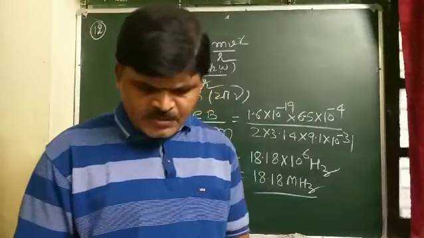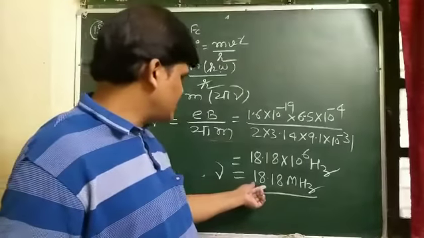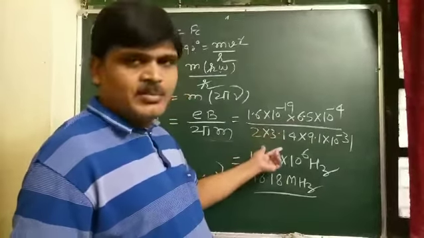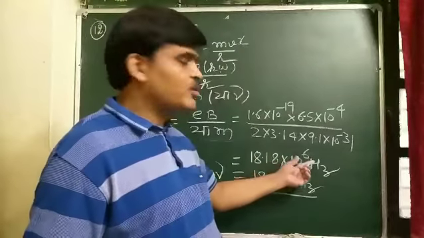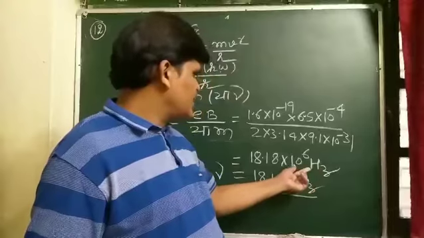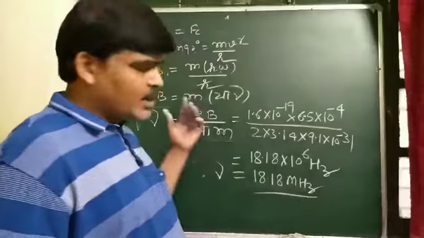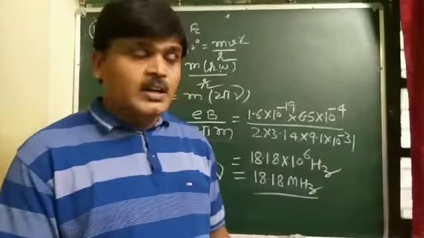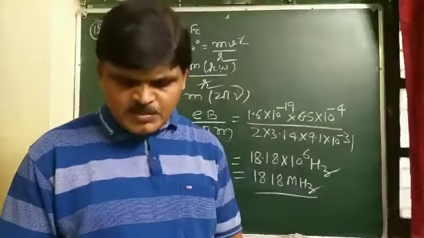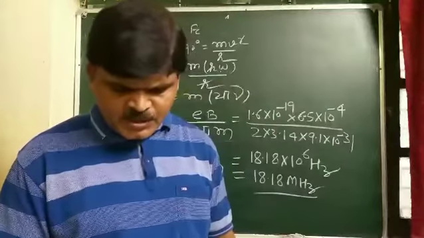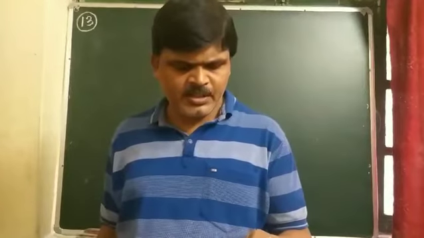So the frequency of revolution of the electron comes out to be 18.18 × 10^6 hertz, and this 10^6 can be written as mega, so 18.18 megahertz. And in the expression of the frequency, the answer does not depend on the speed of the electron. Next question, question number 13.